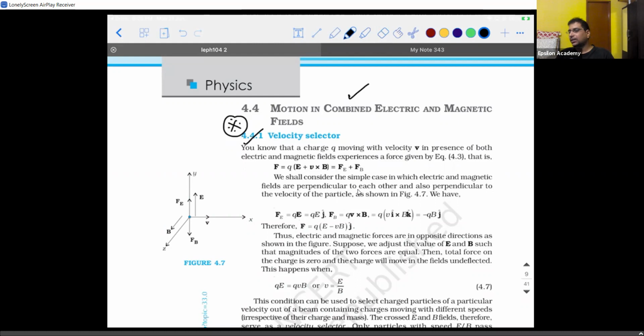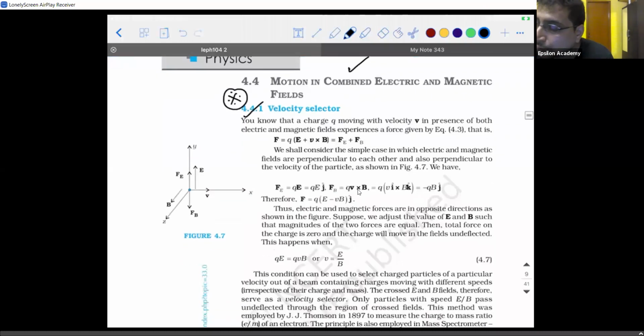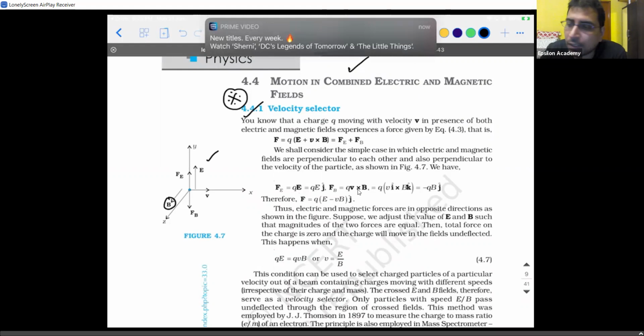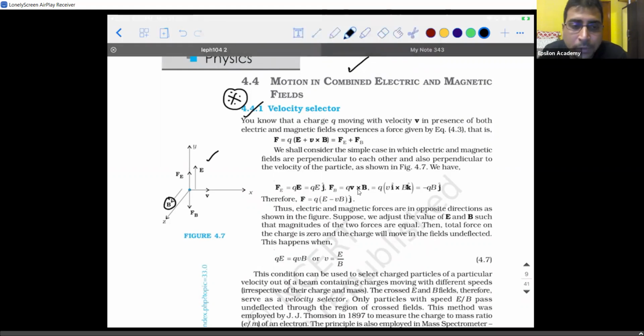Are you able to understand? So now listen to this. Suppose I have an electric field existing in the y direction, and a magnetic field existing in the positive z direction. Can I say that they both are perpendicular to each other?